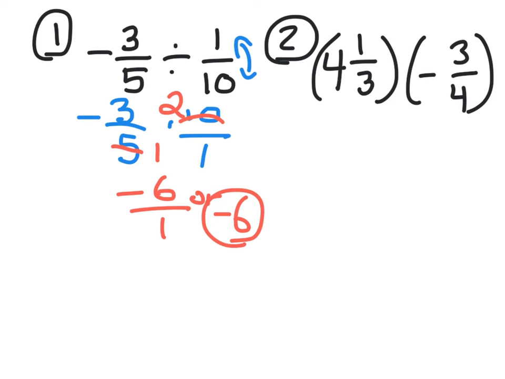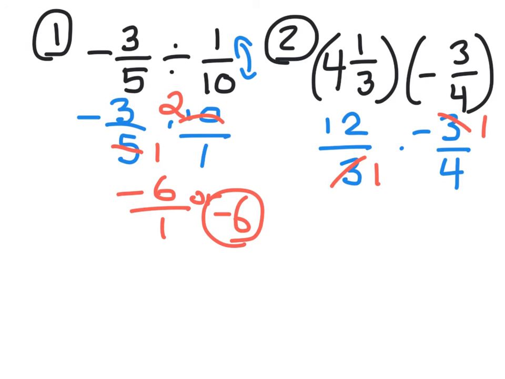How'd you do on that one? All right, number 2, 4 1/3, we'll change that into an improper fraction. That would be 13/3. This time we're multiplying, therefore we don't need to change into the reciprocal. We'll just leave it as negative 3/4. Now let's cancel common factors. What can we cancel? That's right, we can get the 3's, and the 4 will cancel into 12 3 times.